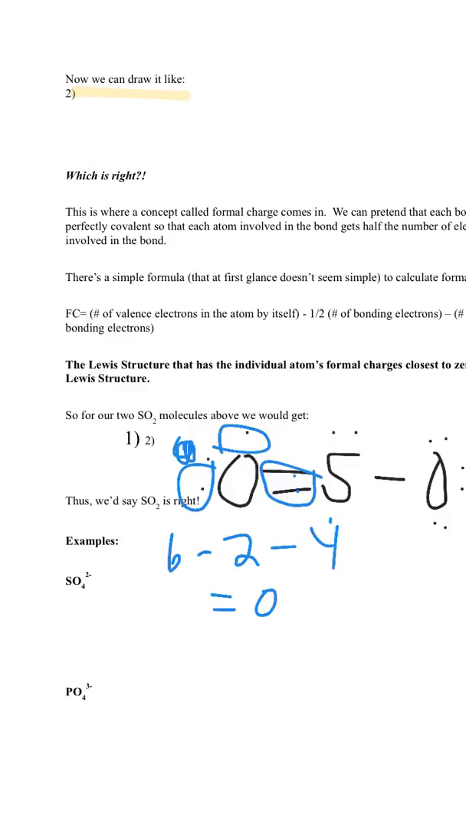Sulfur now. So for sulfur, we expect it to have 6. In this case, it has 1, 2, 3 bonding pairs of electrons. So 6 total bonding electrons. Half of that is 3. So we subtract out 3. Minus the number of lone electrons, which was 2. So for sulfur, we'd say it has a +1 formal charge.